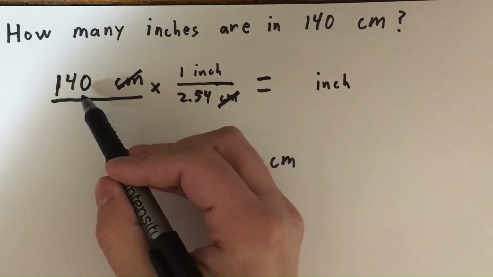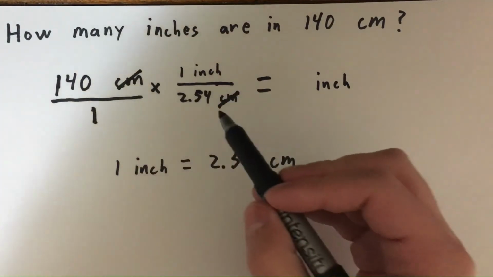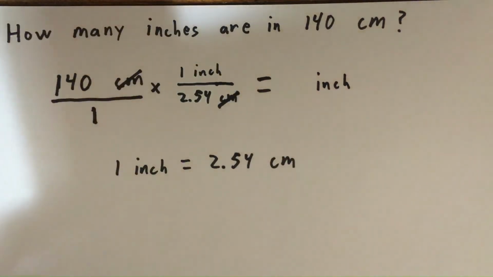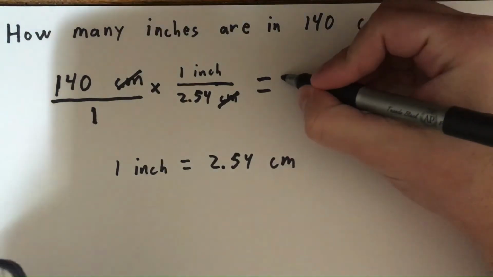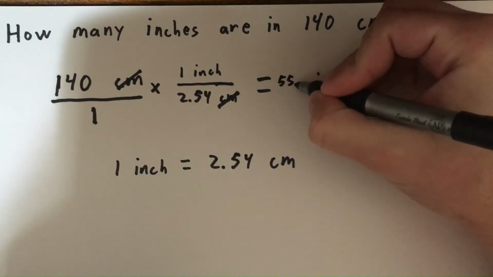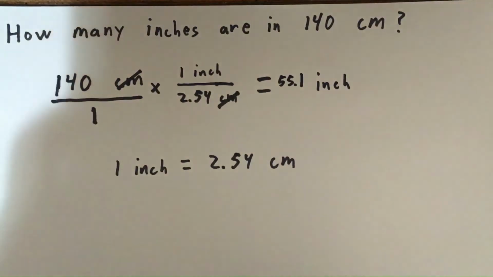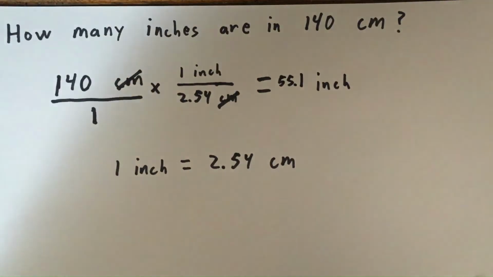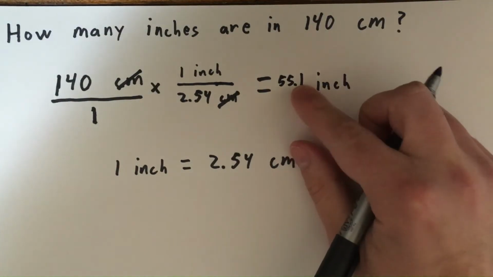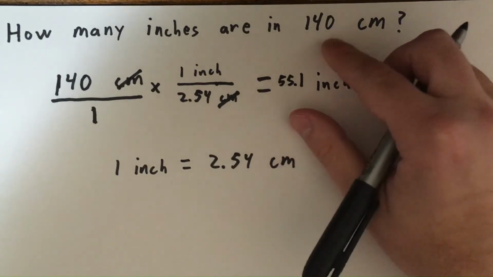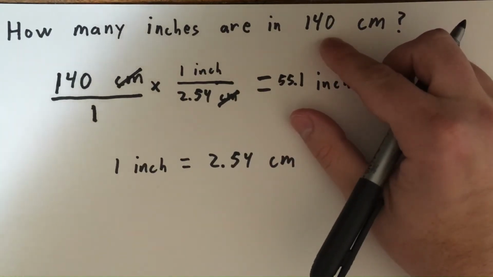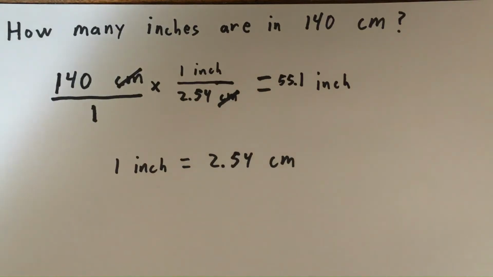And if you take 140 centimeters and divide it by 2.54, you will get 55.1. If we're just rounding to one decimal place, that's all I'm going to do here. So your answer is 55.1 inches are in 140 centimeters. Let's look at another problem.